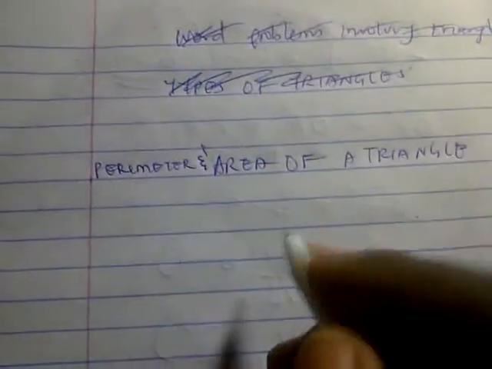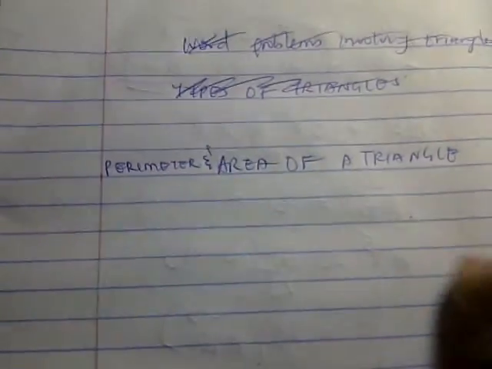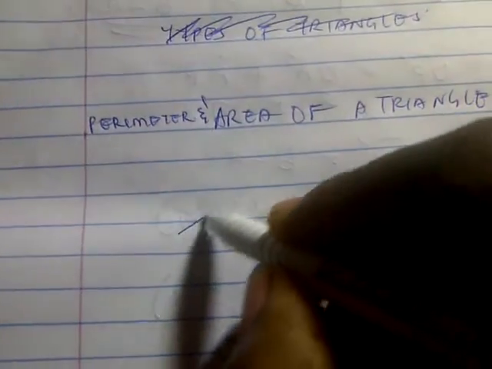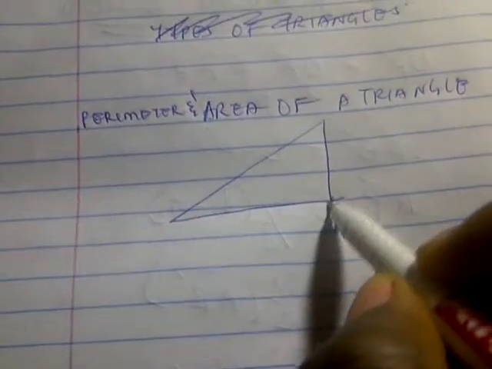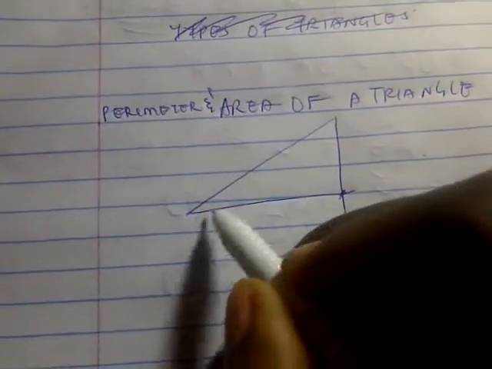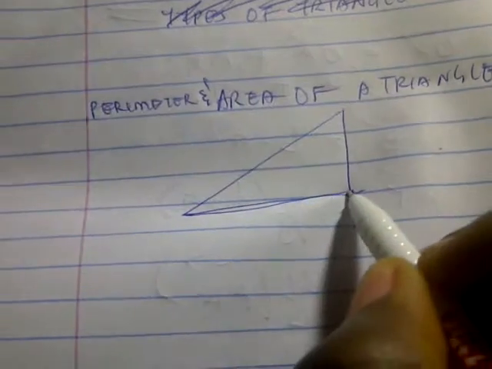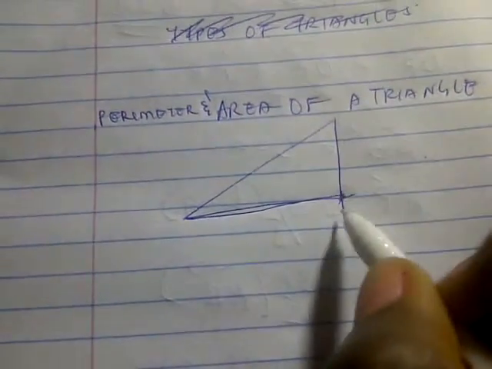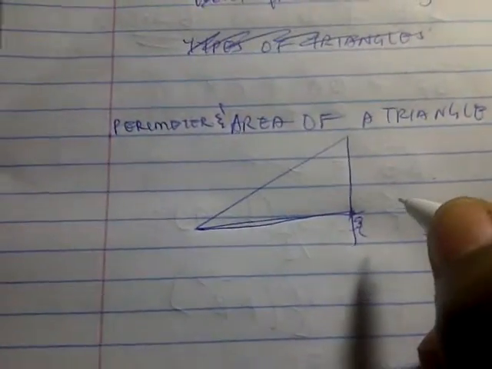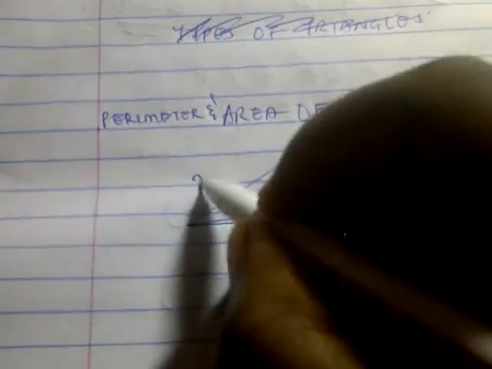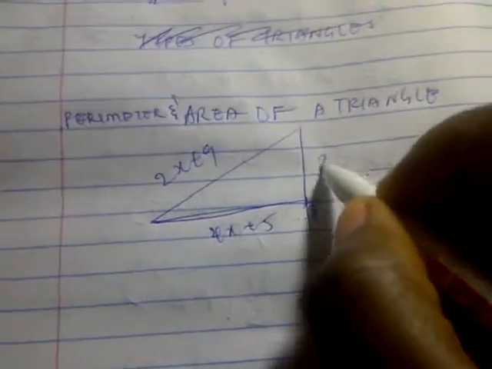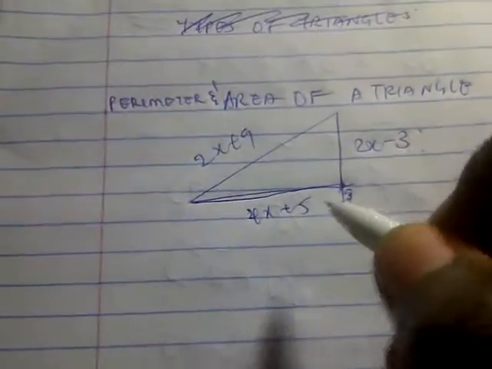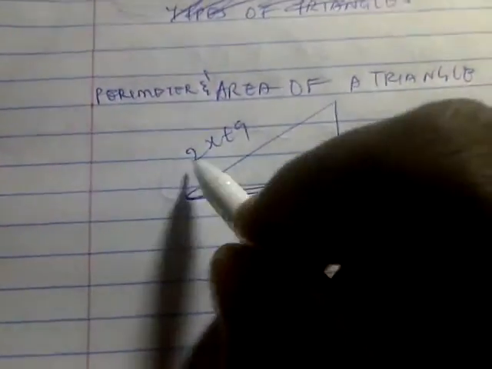Now this takes us to a topic I titled perimeter and area of a triangle. This is merely perimeter, okay? But we're still going to talk about area. Now for perimeter of a triangle, a triangle is a shape that has three sides. We're told for this one that the sides are 2x plus 9, 4x plus 5, and 2x minus 3. The perimeter is simply the distance around the triangle.